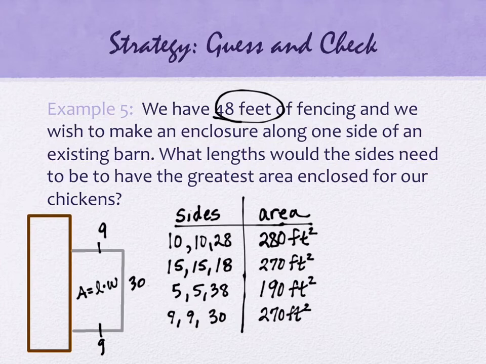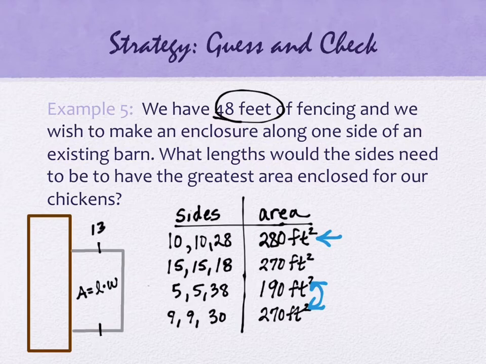Okay, so here's the deal. I know that everything that I'm getting between 5 and 9 is going to be between the 190 and the 270. Does that make sense? And that's less than the 280 I already have. So I don't need to guess anything else between 9 and 5, okay? But I might want to guess something still between 10 and 15. So let's try another one. Tell me a number between 10 and 15 for the top.